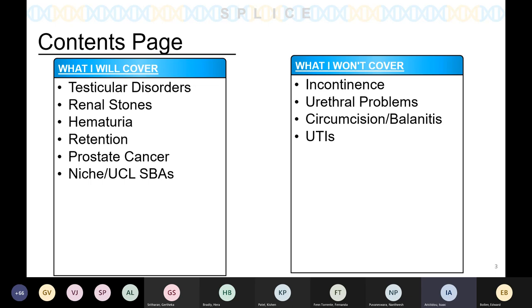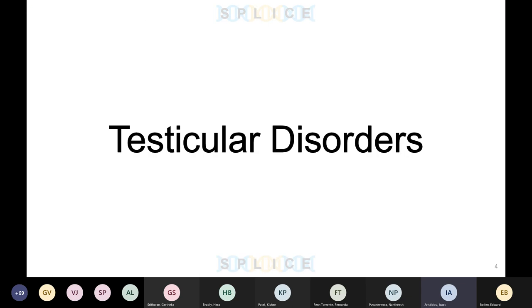For urology, these surgical specialties in 5th year can be quite tricky to understand what you need to know and what's best to learn. It's a specialty year, so you don't need to know too much, just a very basic level, and know how to handle the emergencies. I've tried to cover that in all these cases. These are probably the most common things you'll get asked about. At the end, I'll go through niche SBAs and UCL SBAs that I can remember that were quite tough. One thing I will say is I can't remember there being any hard urology SBAs, so that's probably good for you guys. We'll start with the first case, which is about testicular disorders.